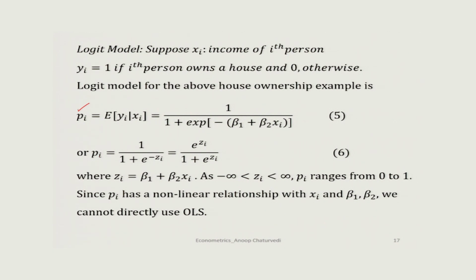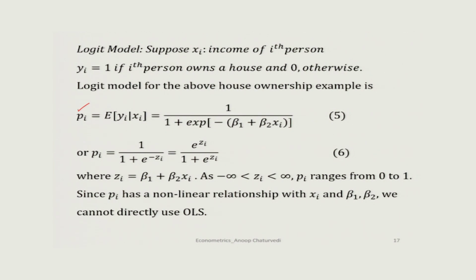Or you can say p i is equal to 1 upon 1 plus e to the power minus z i, where z i is equal to beta 1 plus beta 2 x i. In fact, you can also write p i equal to e to the power z i upon 1 plus e to the power z i. So, z i lies between minus infinity to plus infinity, and this makes the range of p i from 0 to 1. If z i tends to minus infinity, p i tends to 0. If z i tends to plus infinity, p i tends to 1.